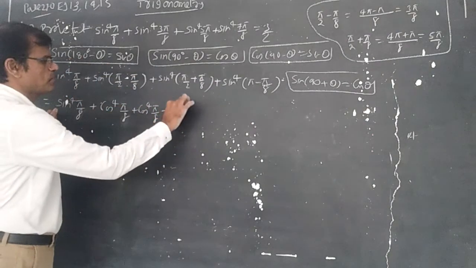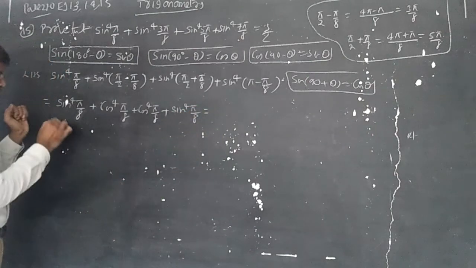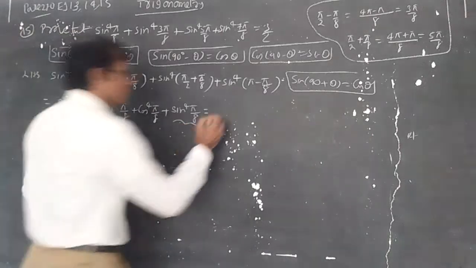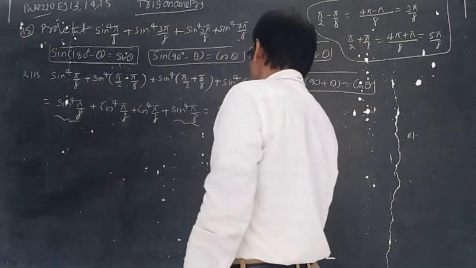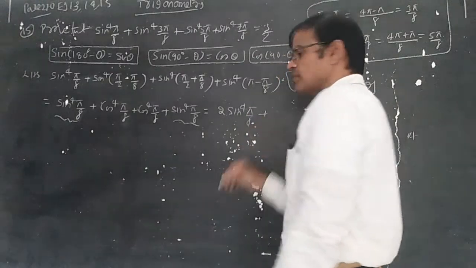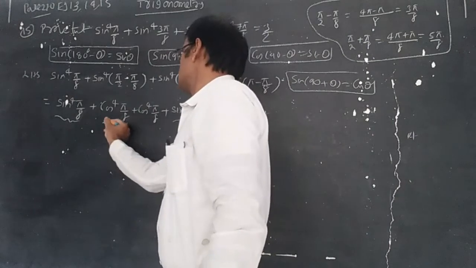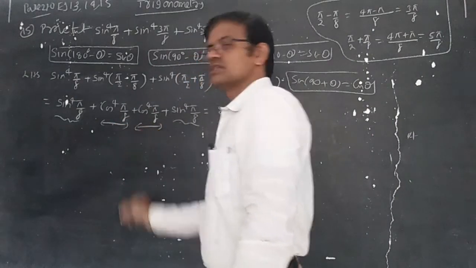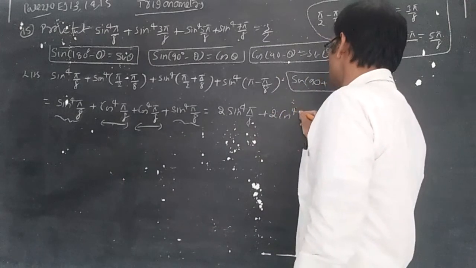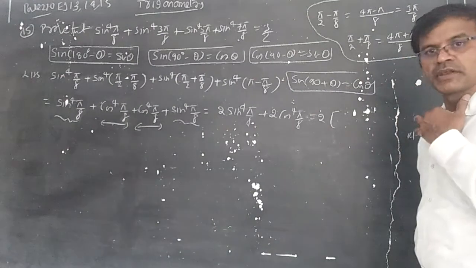So sin power 4 pi by 8, right? That is equal to, observing, this is 1 and this is 1, so this is 2 sin power 4 pi by 8. And you can observe here, this is cos power 4 pi by 8, this is cos power 4 pi by 8. This is also 2 cos power 4 pi by 8. You can take 2 common.